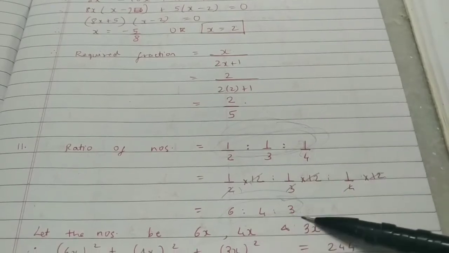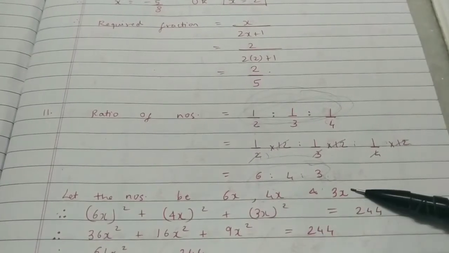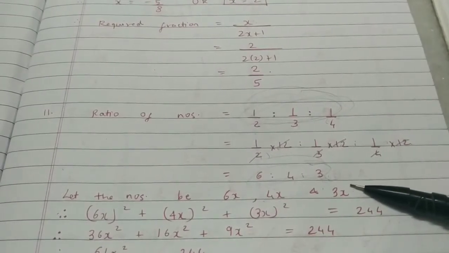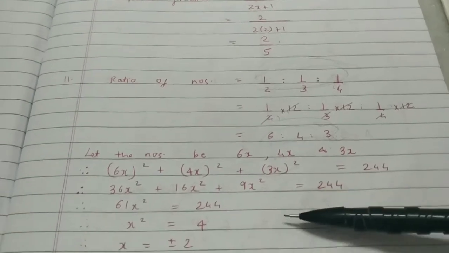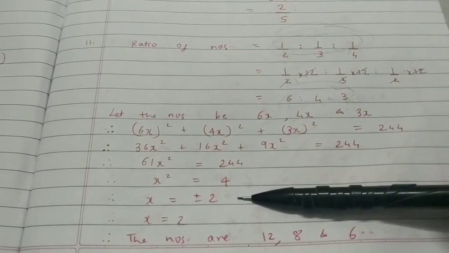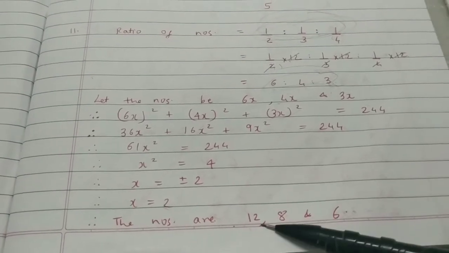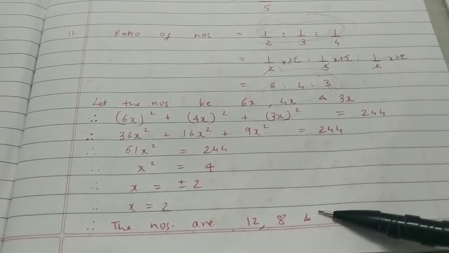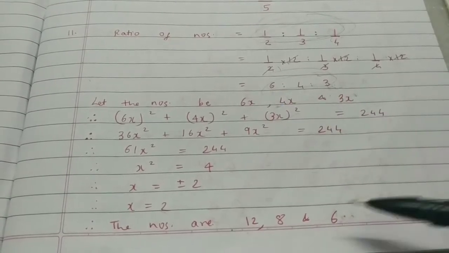Once we get the usual ratio, we can let the numbers be 6x, 4x and 3x respectively, where x is the common multiple. And now as per the given condition in the question, the sum of the squares of the 3 numbers is 244. So we solve this and get the value of x as plus or minus 2. But they mentioned positive numbers, so we'll accept only 2 as the correct answer. And so the 3 numbers are 12, 8 and 6, because if you substitute 2 here as x, then you'll get this answer. Now the 14th question.